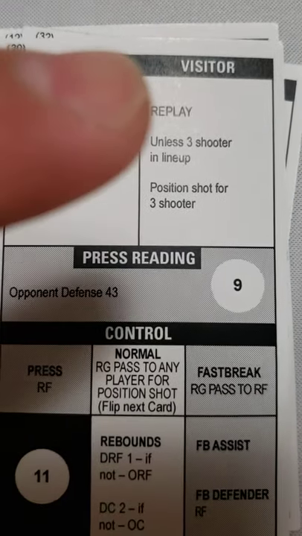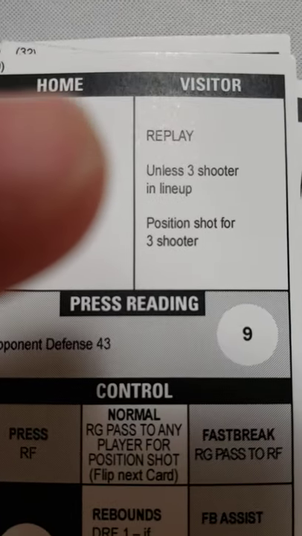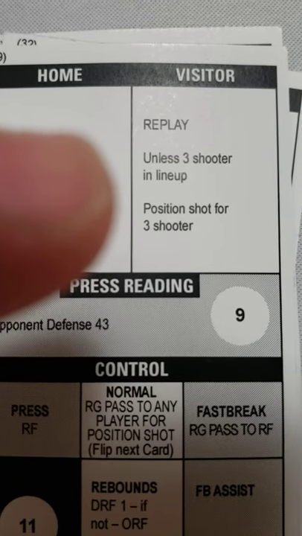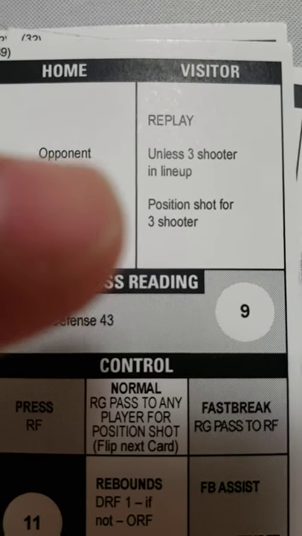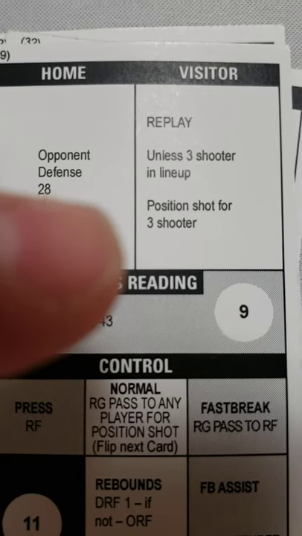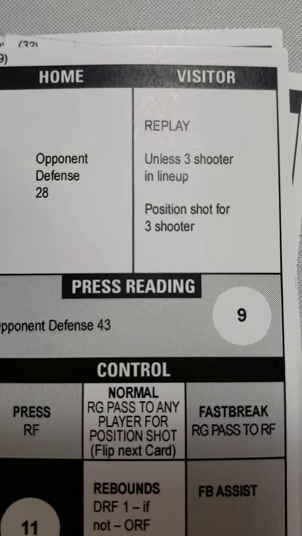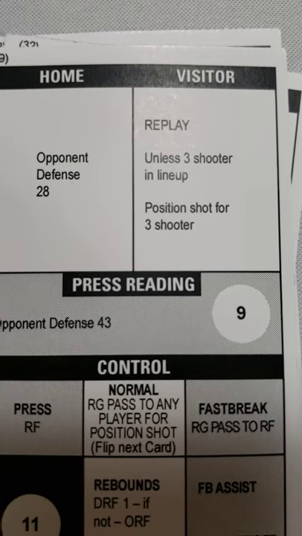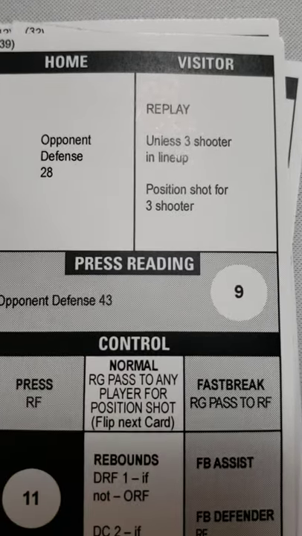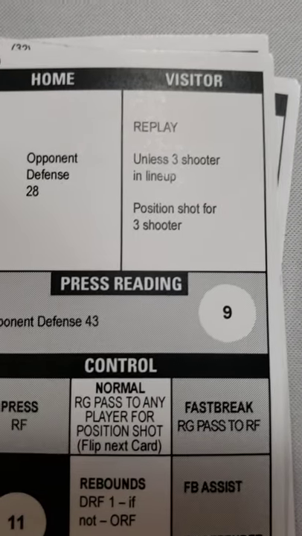So let's make believe that, okay, in this case, Michael's in the game, of course. So Cartwright, right, has the ball. It says replay, but it says there, unless there's a three shooter in the lineup. In this case, Michael Jordan would be a three shooter. He would then take a position shot for a three shooter. So then you would take your black die with the two D6s, with the two six-sided die. You would roll, and then you would take a shot based on whatever that is.